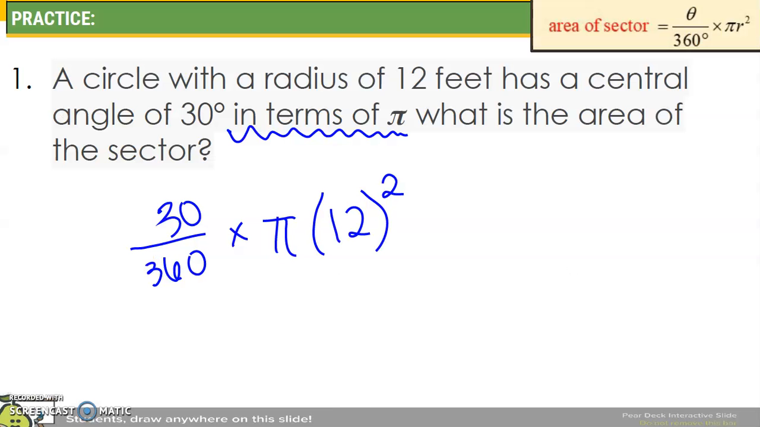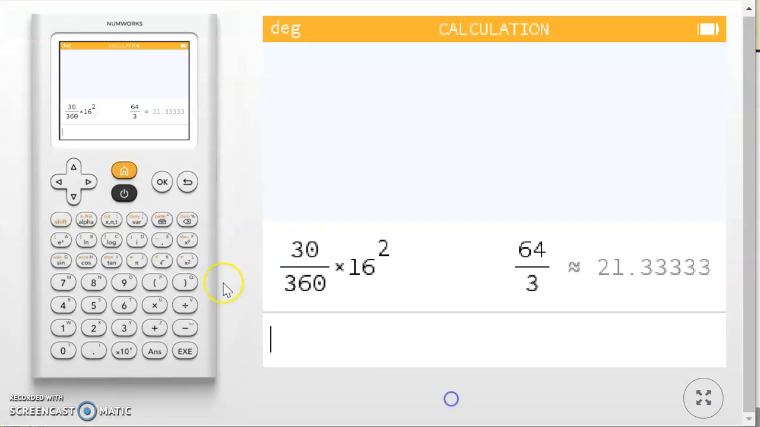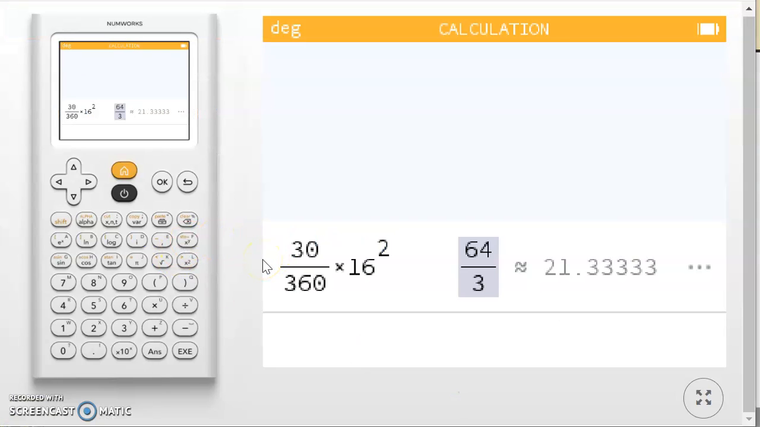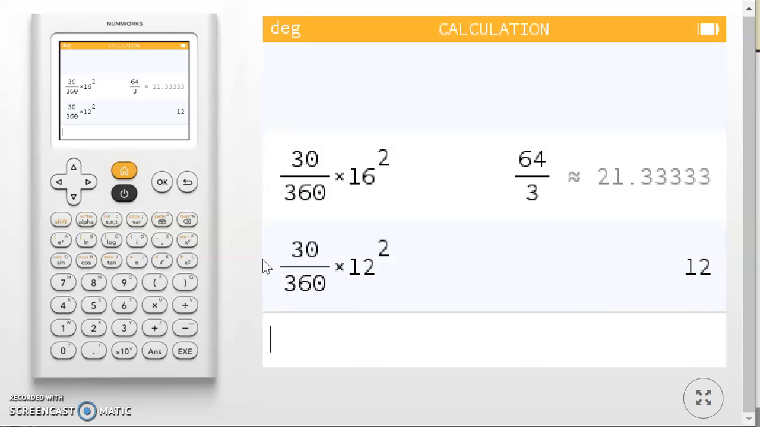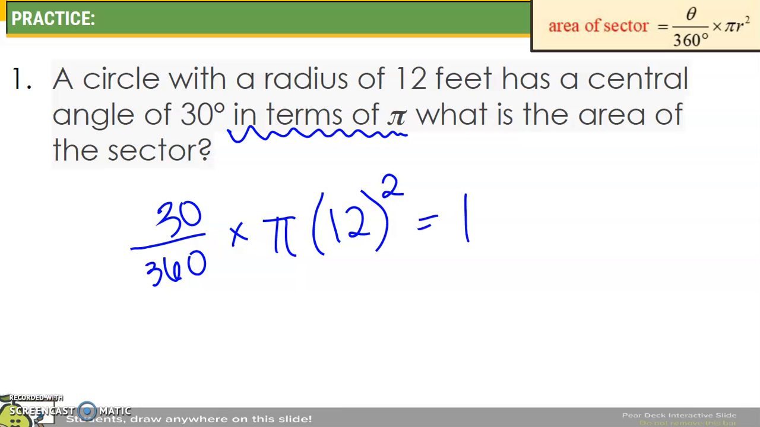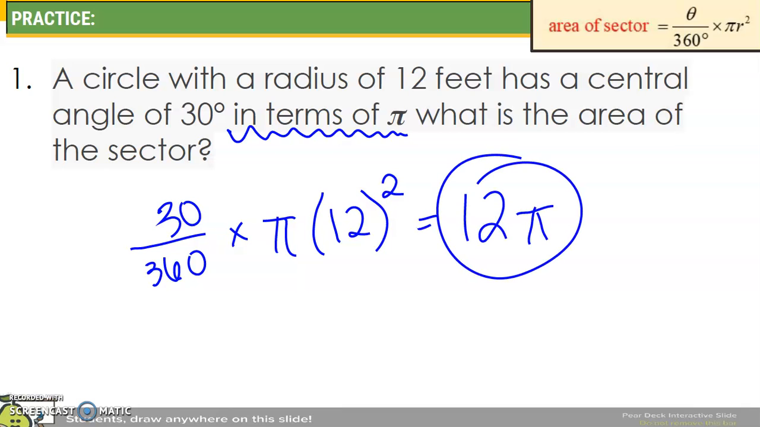Oops, did I say 16? Oh, I'm sorry, 12. That's my bad, guys. So let me use the arrow, enter again so that I can edit this real quickly so I don't have to type everything in. 12 squared. Oh, we get 12. Okay, awesome. So my final answer is going to be 12 pi. We want to leave pi in our final answer because it's in terms of pi.